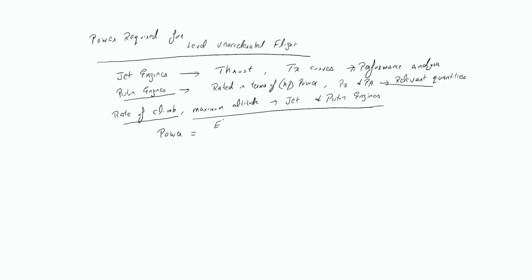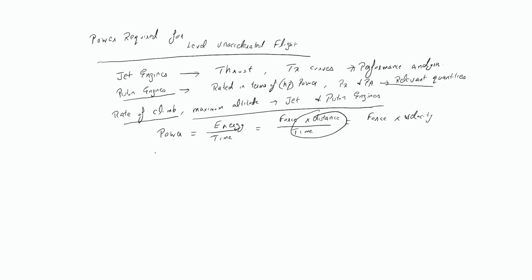Power is nothing but energy upon time. Energy is force into distance, upon time. So we can write force into distance upon time. This is speed or velocity if direction is also known. So force into velocity. So power equals force into velocity.